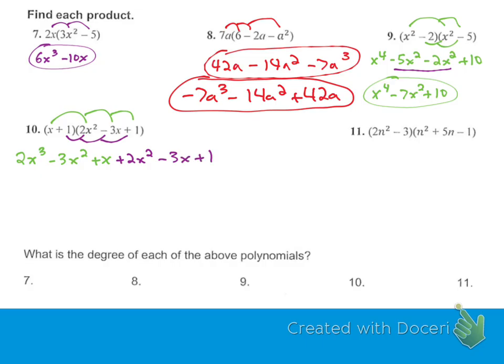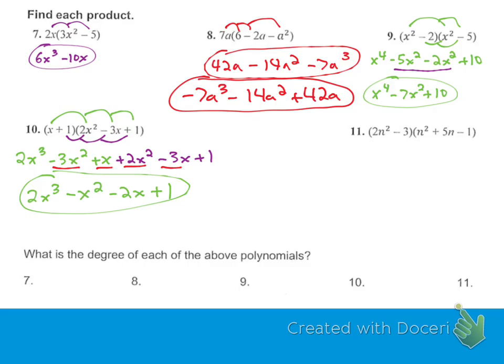Then from here, we will combine our like terms. 2x cubed, there's only one variable with an exponent of 3. We have negative 3x squared and 2x squared, which would give us negative x squared. We'll have x and negative 3x. That'll give you negative 2x. And then 1. All right, I want y'all to do number 11.